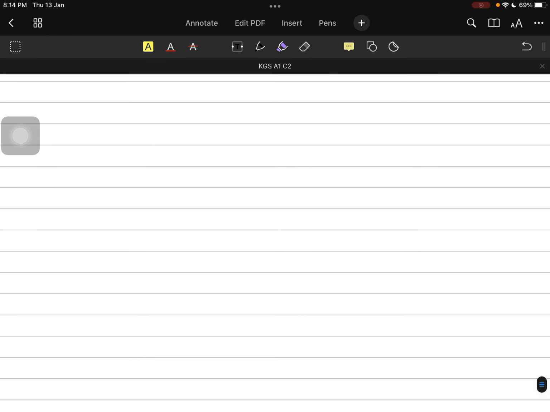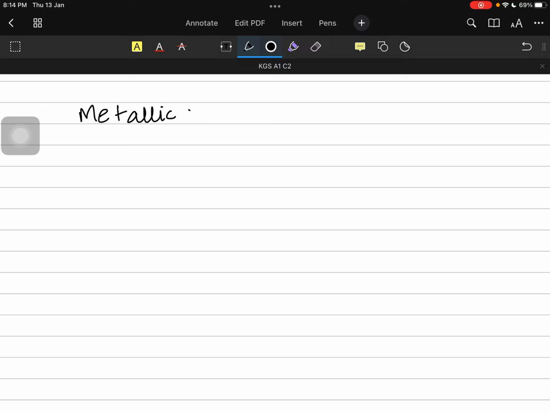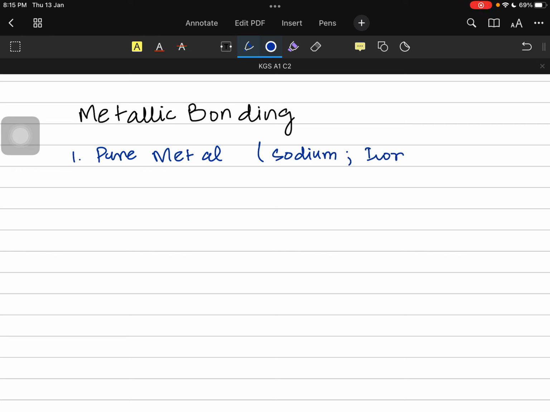In today's video, we're going to jump to the concept of metallic bonding. Metallic bonding happens only in two cases. Case number one is a pure metal. A metal which has no other word attached to it would be the indication. For example, if I say just sodium, just iron, just copper, not oxide, not carbonate, nothing, that's going to be a pure metal. And the other case would be alloy.